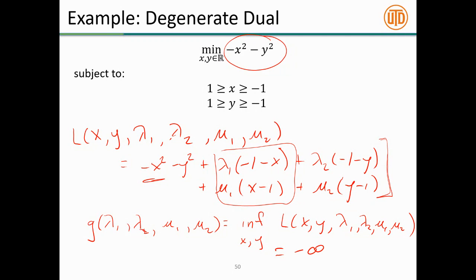Okay. So I'm going to pause here for a second. Are there questions about this example? Does everyone see why the minimum is negative infinity? Okay, I'm going to judge by your silence that there are no questions.